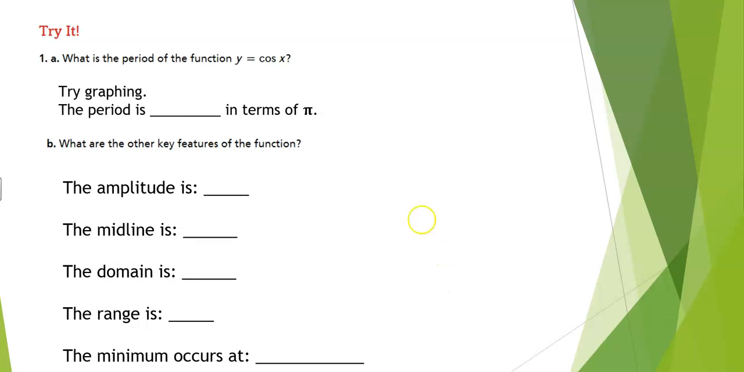Now, what I would like you to do is go ahead and graph the cosine of x and try to fill in all these things. This other one down here says the maximum occurs at, so go ahead and try to fill that in and then come back when you have it done.